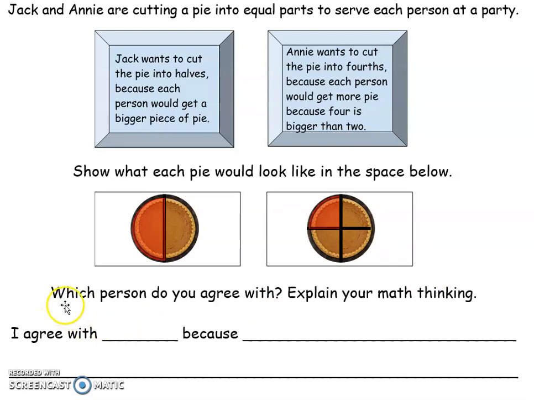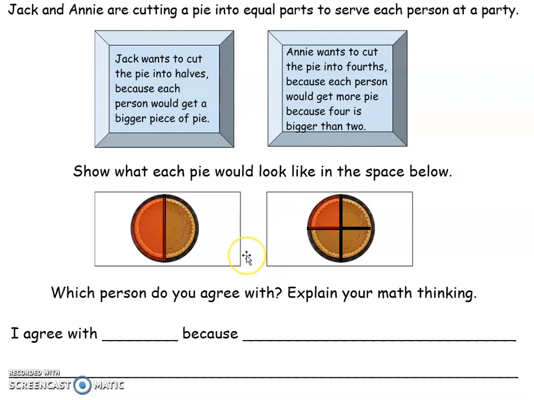Here's the question. It says, which person do you agree with? Explain your math thinking. So I need to decide if I think that Jack is right or Annie is right. I think I should probably start by reading the problem again. Jack wants to cut the pie into halves because each person would get a bigger piece of pie. Let's look at our picture. Here's the half. Okay, Jack is right. Look at this, how the half is bigger than the 4th over here.